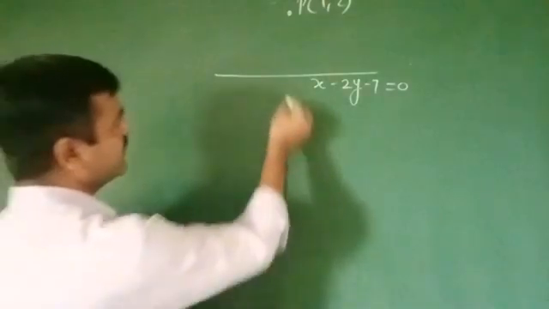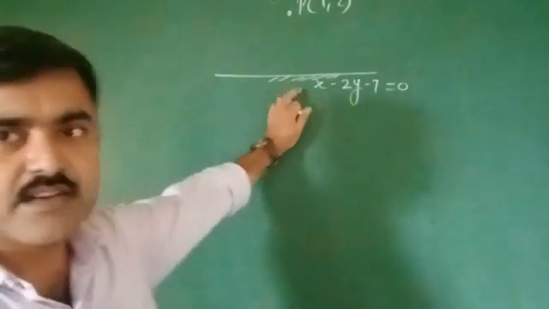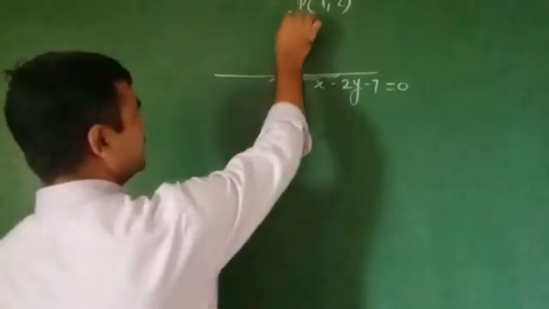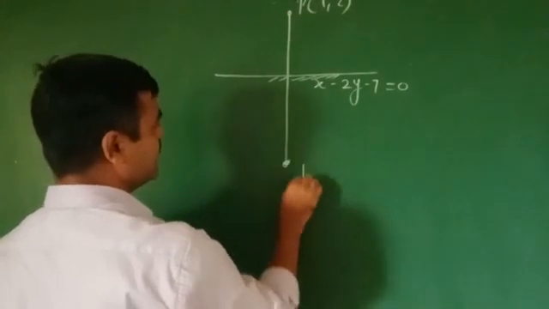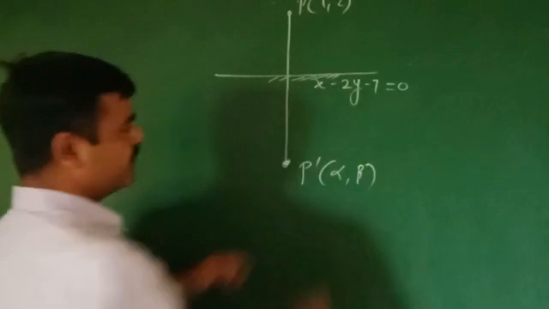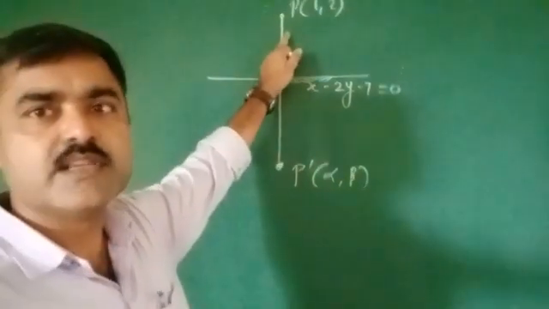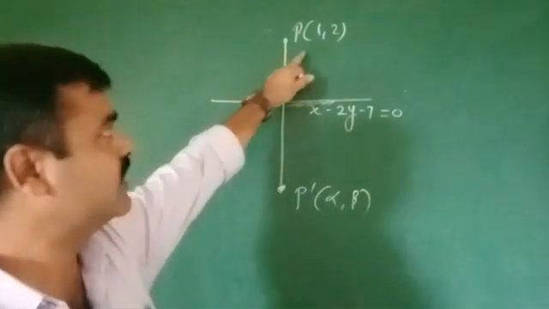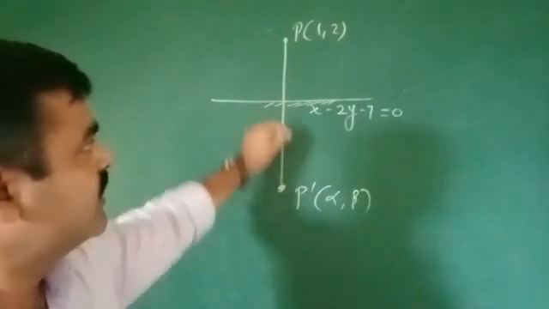the line here. In this question, this line will behave as a mirror, and the image will just form behind the mirror at the same distance. Suppose that this point P' is the image of the point P(1, 2). Suppose that the image is (alpha, beta).